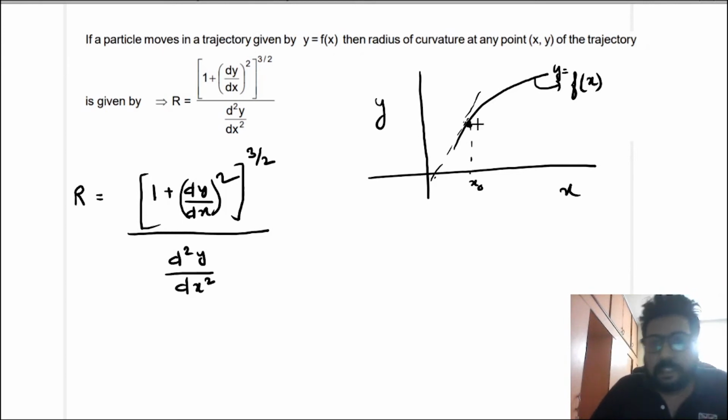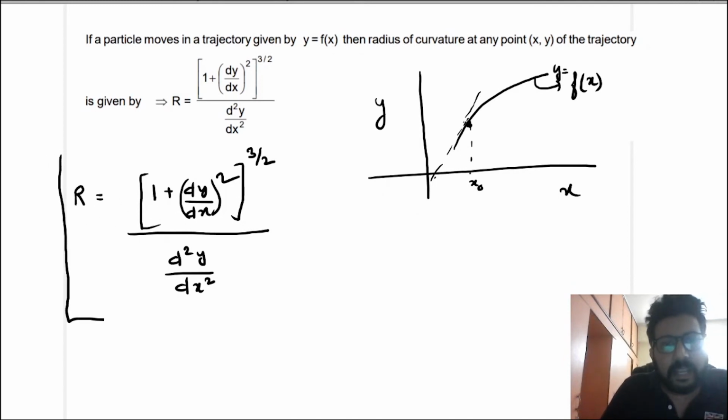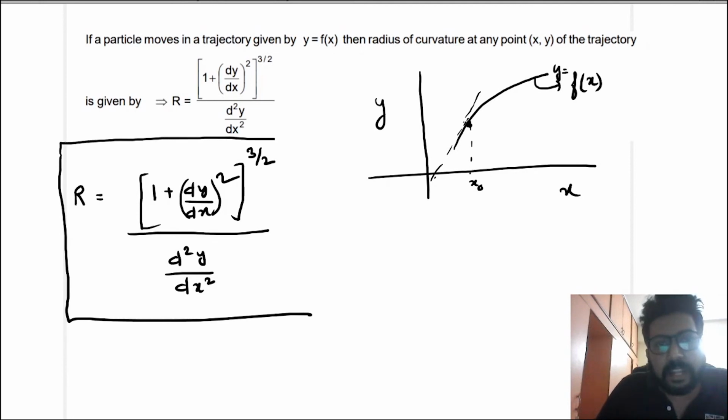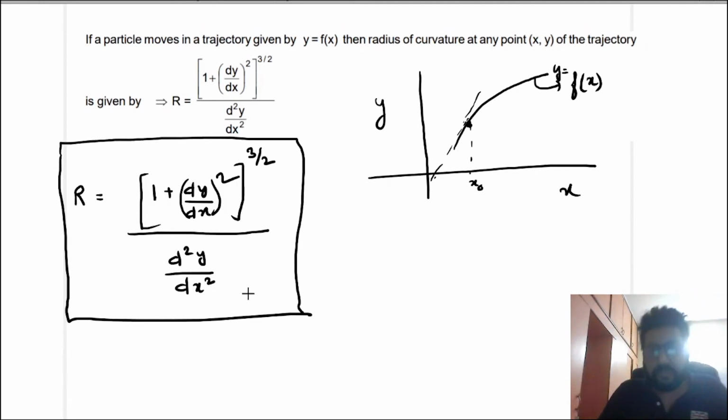That means the slope of this slope, that is the rate of change. So using this formula you can calculate the radius of curvature at any point in any curve. Okay, the derivation of this formula is beyond the syllabus, so we will not derive it. Let us do one problem.